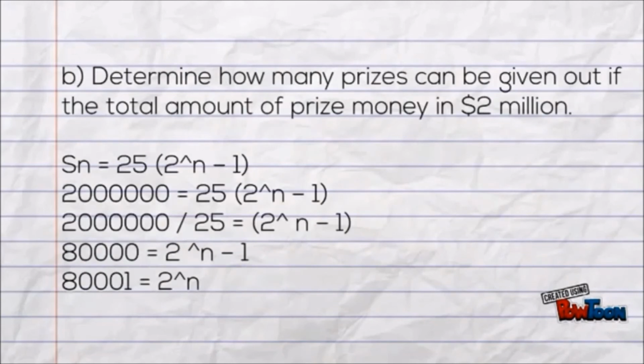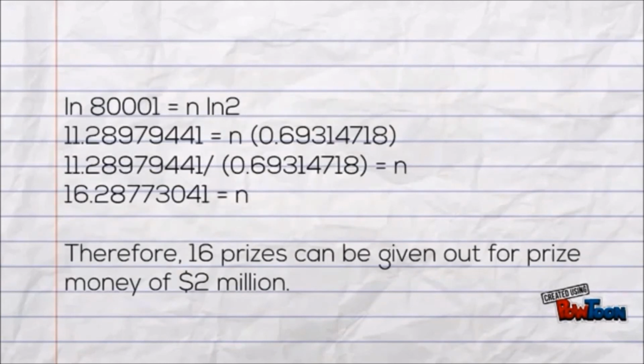We can now use the equation from part A and plug 2 million in instead of Sn. 25 is divided by 2 million to give an answer of 80,000. Negative 1 from the other side of the equal sign is added to 80,000 to produce 80,001. The ln function is then used to find n. After finding the ln of 80,001, it is divided by the ln of 2 to give n. Therefore, 16 prizes can be given out.